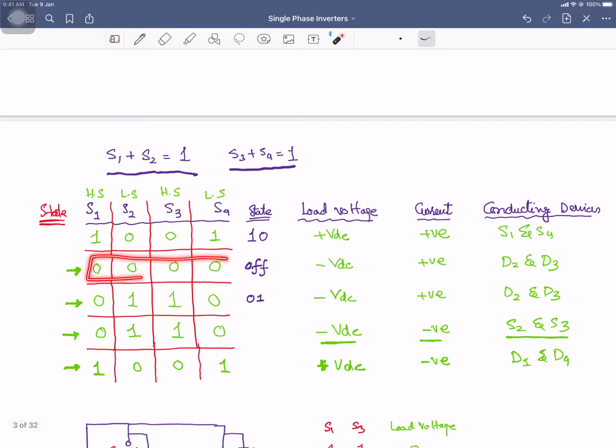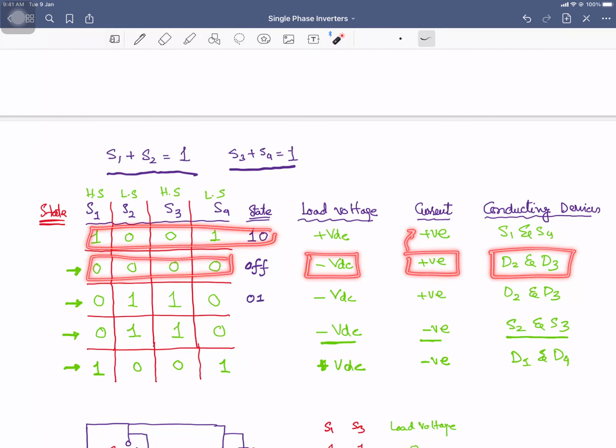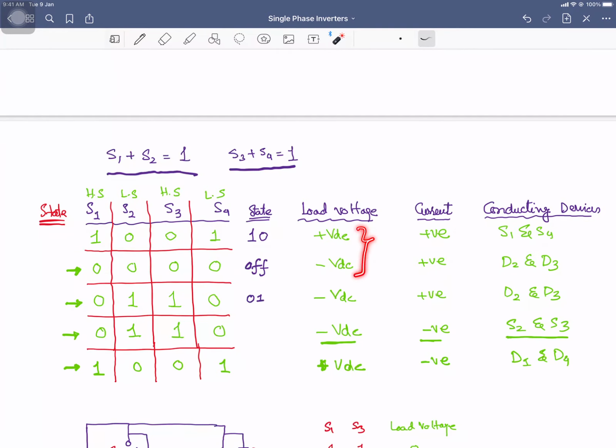So all switches are off, the load voltage is negative, and your diodes D2 and D3 are conducting. Current is still positive and flowing in the same direction as it was in the first state. So the current is positive but the voltage has become negative, and now your diodes D2 and D3 are conducting.